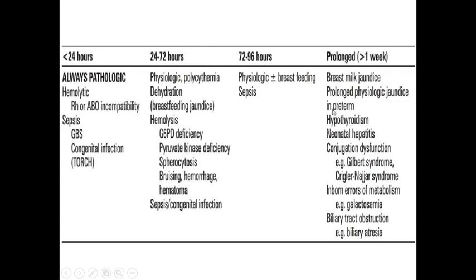So it could be due to neonatal hepatitis. When the baby's liver is inflamed, the liver will not be able to conjugate the bilirubins properly. So it could be due to some obstruction in the bile pathway, so that these conjugated bilirubins are not properly excreted. So all these are different causes for pathological jaundice.